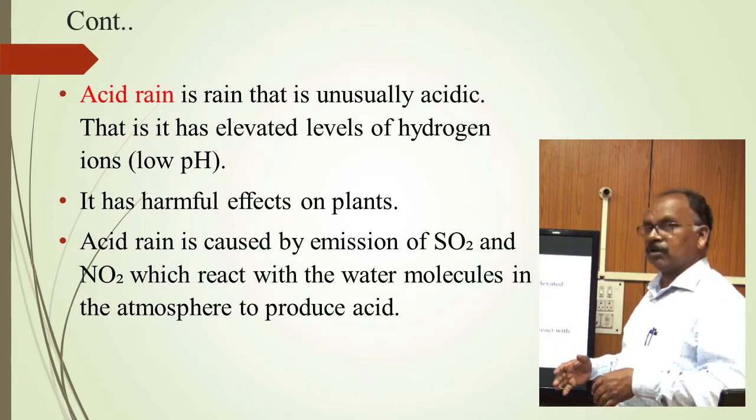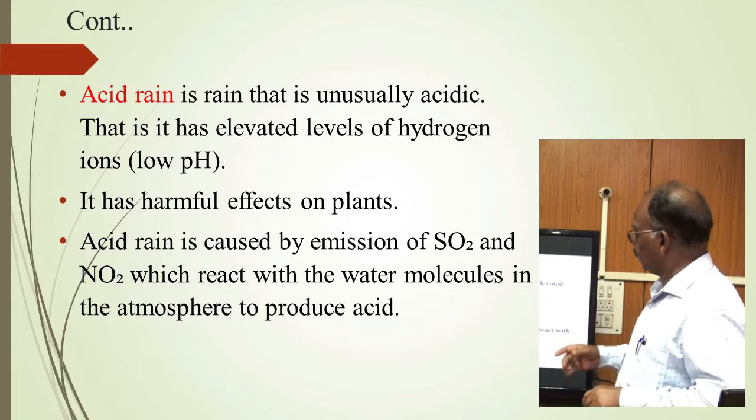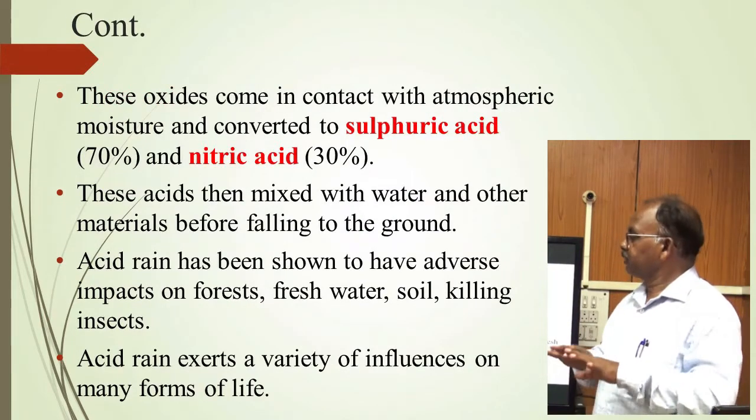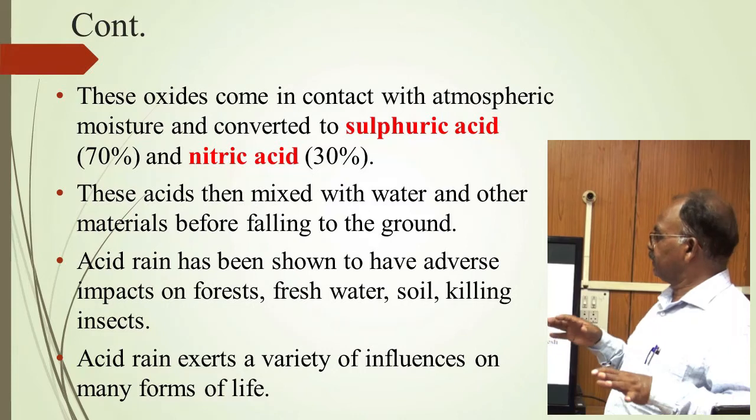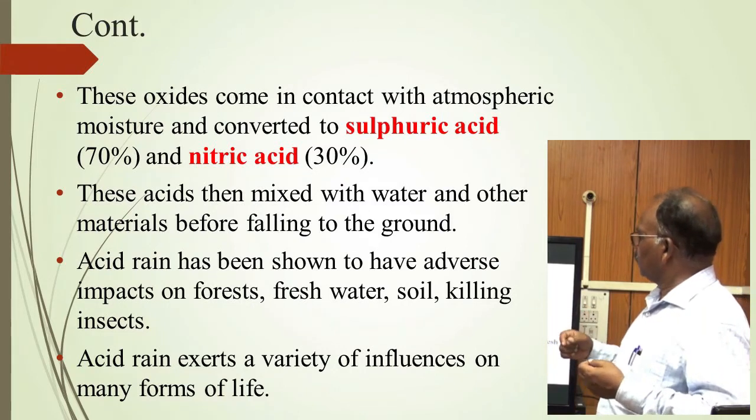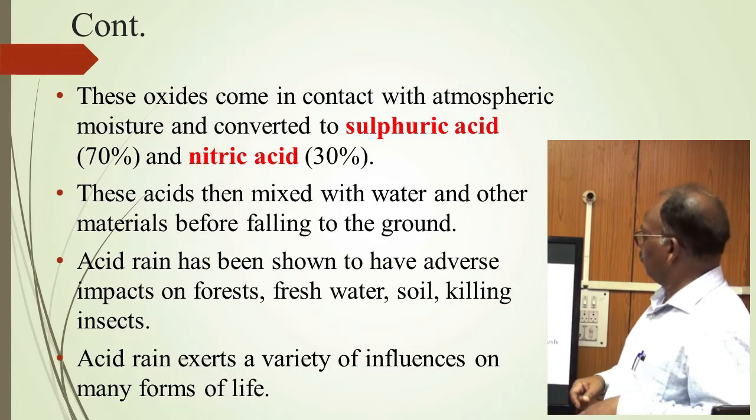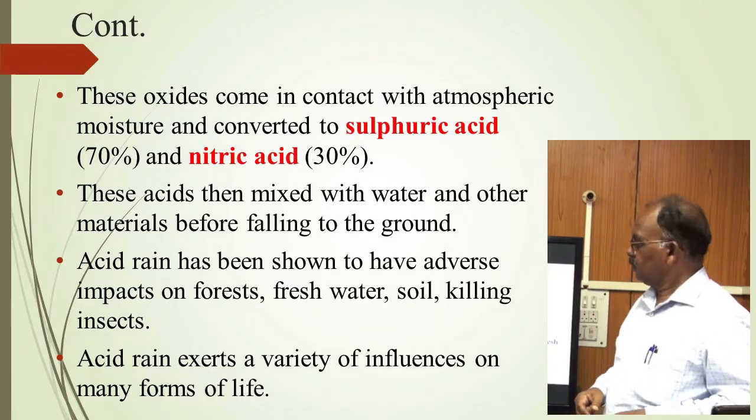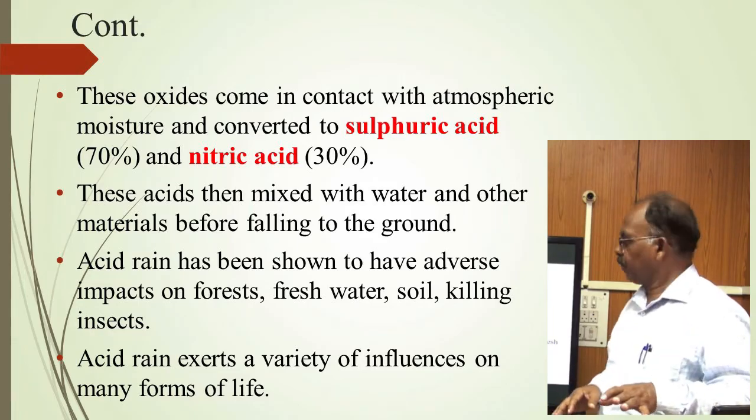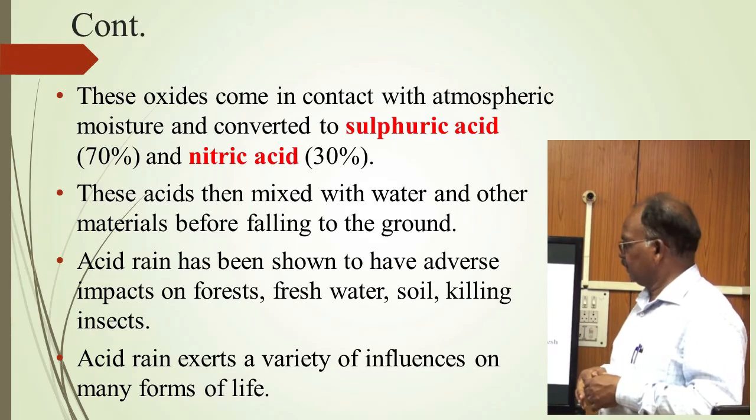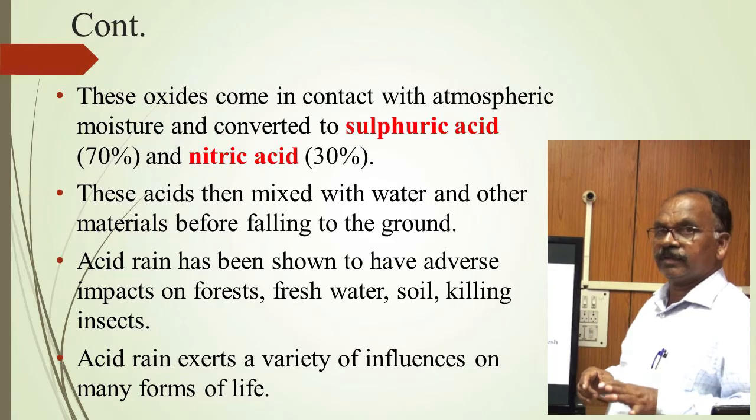Acid rain is caused by emission of sulfur dioxide and nitrogen dioxide, which react with the water molecules in the atmosphere to produce acid. These oxides come in contact with atmospheric moisture and are converted into sulfuric acid, about 70%, and 30% nitric acid. These acids are then mixed with water and other materials before falling to the ground. Acid rain has been shown to have adverse impacts on forests, fresh water, soil and insects. Acid rain exerts a variety of influences on many forms of life.